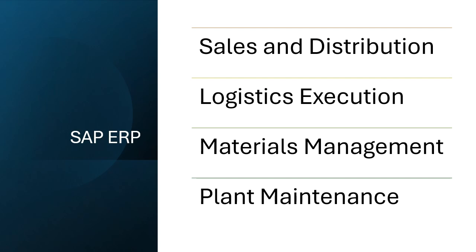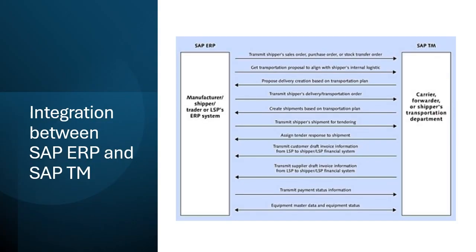And additionally, the Logistics Execution module streamlines warehousing, shipping, and delivery tasks, while Materials Management focuses on procurement and inventory control. Together, these components create a robust framework for enhancing operational efficiency and ensuring logistical integration within the organization. And then we have the integration between the SAP ERP and the TM.